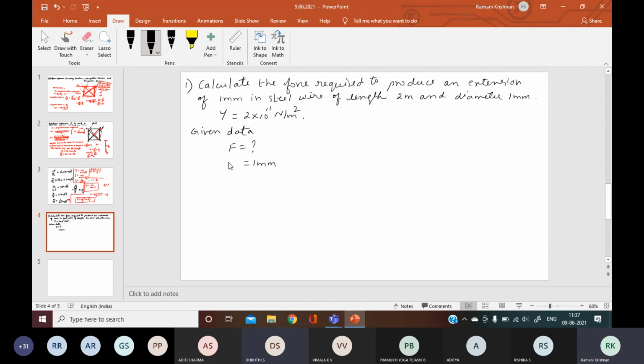He's talking about Young's modulus, no? So we know that Young's modulus is defined as force per unit area into change in length to original length. This is the formula. So you said x, good. And the length of the wire is 2 meter. So the length of the wire, capital L, was 2 meter.